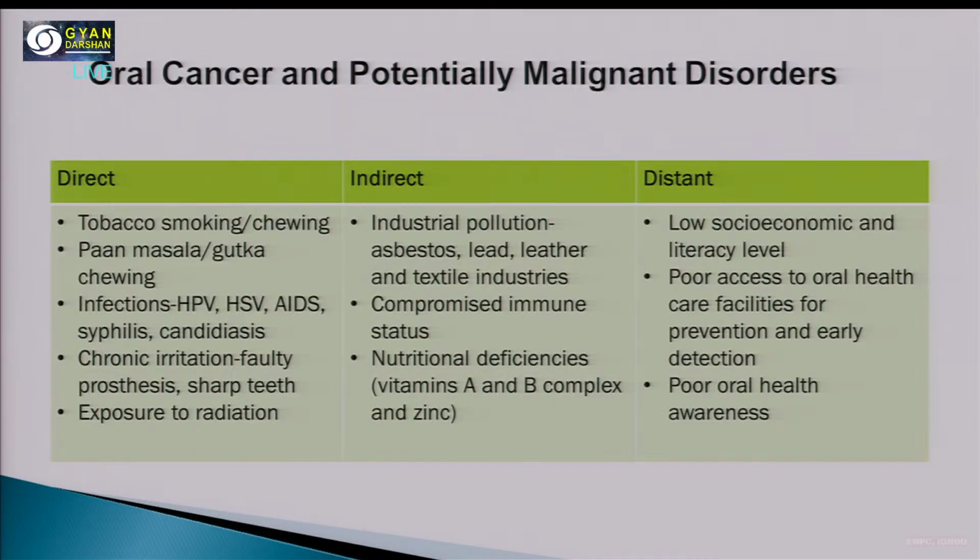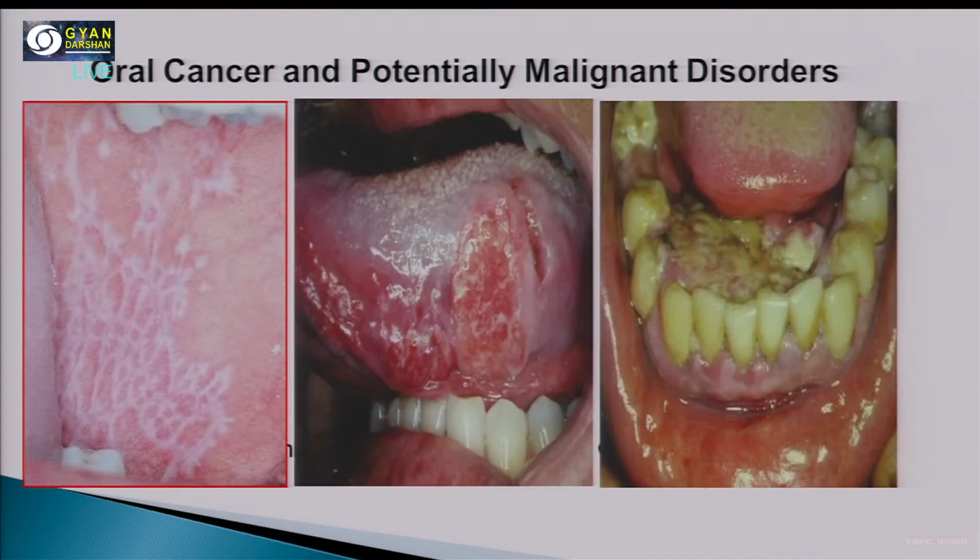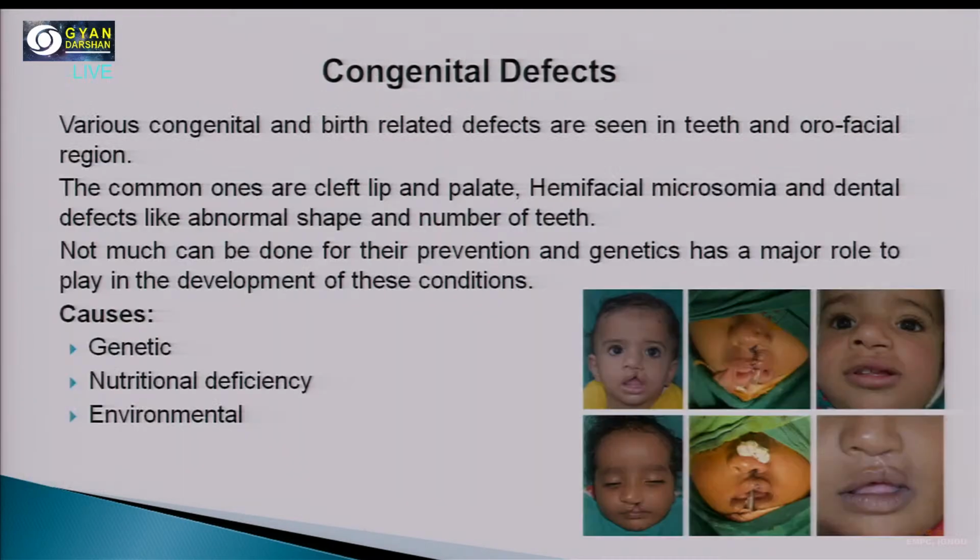We've already gone through this book where we talked about direct, indirect, and distant causes for oral cancer and oral potentially malignant disorders, with signs and symptoms, where we talked about sores, any sore in the oral cavity, a spot or lump, or rough and crusted area, or numbness in the area, or bleeding, or neck lymph nodes, which would be symptoms or signs for oral cancer. But of course, some white patch or red patch or an ulcer which is not healing for the last 2 weeks, I think these are major issues with oral potentially malignant disorders, and we should try to prevent them from converting into cancer.